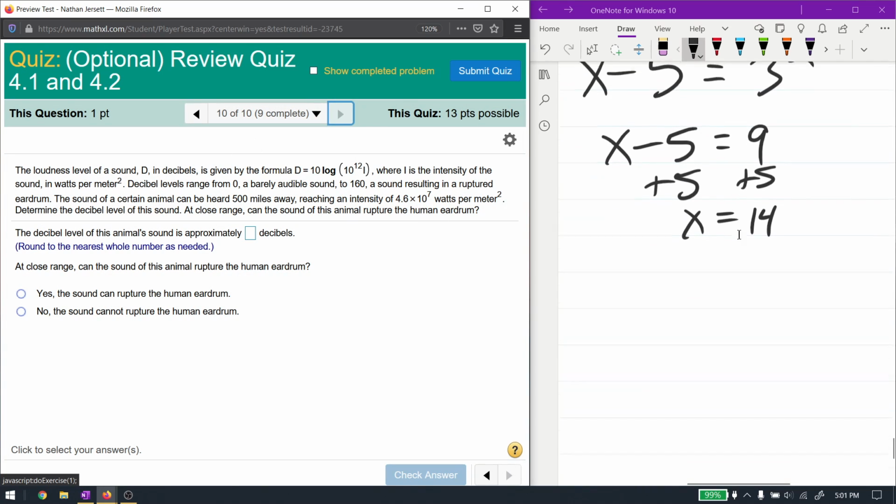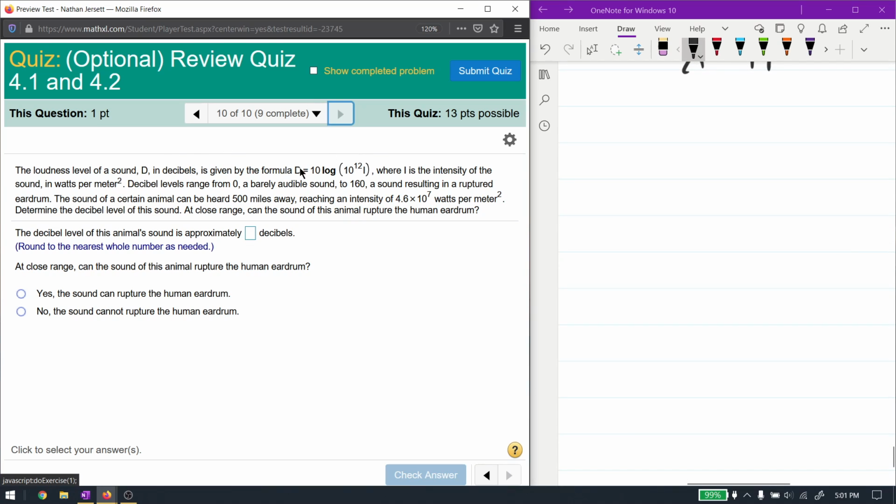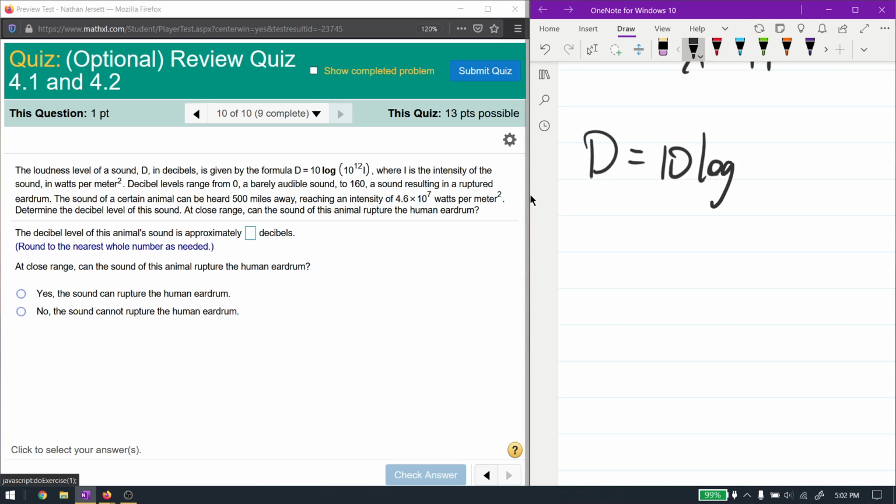Okay, the last problem is a decibel loudness of sound. It's given by this function here. 0 is barely audible, and 160 will result in a ruptured eardrum. If a certain animal makes a sound that reaches an intensity, I is the intensity here, of 4.6 times 10 to the 7 watts per meter squared, that's the unit for the intensity of sound, what's the decibel level? All we have to do is just plug it in and calculate.